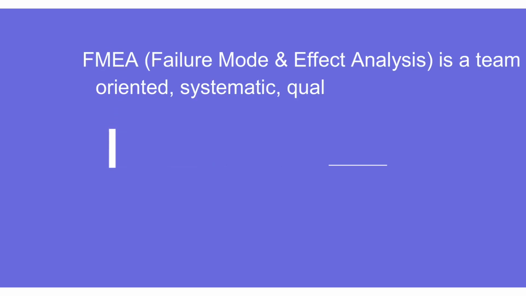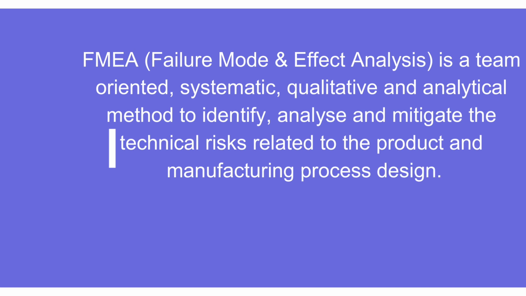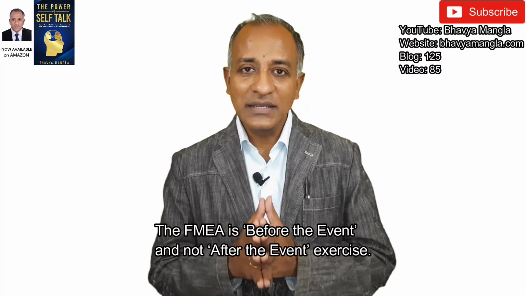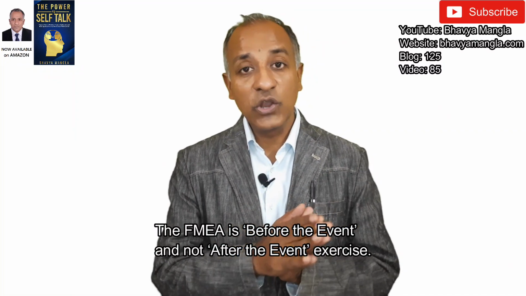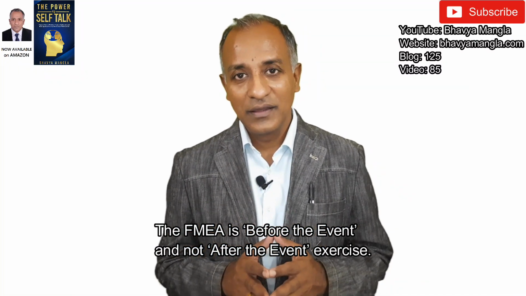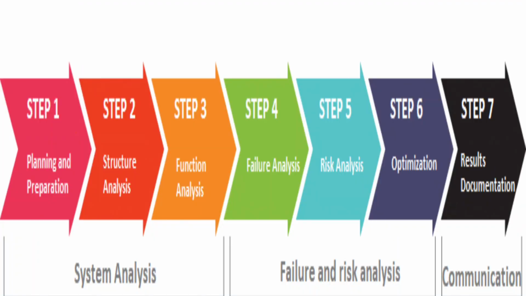By definition, FMEA is a team-oriented, systematic, qualitative and analytical method to identify, analyze and mitigate the technical risk related to the product and manufacturing process design. It's important to understand that FMEA is before the event and not after the event. In this latest version of FMEA first edition, there are 7 key steps. The first one is about preparation.